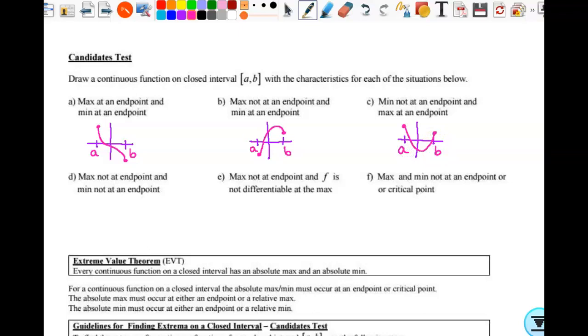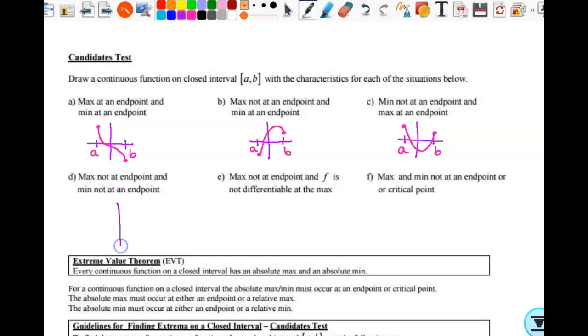Or the opposite again, because it doesn't say which endpoint the max has to be at. But here's my maximum. It's at an endpoint. My minimum is not. As long as that works for yours, then you're good. Everybody okay with that? All right.